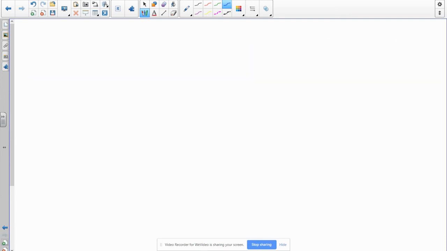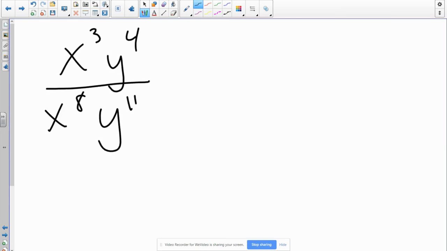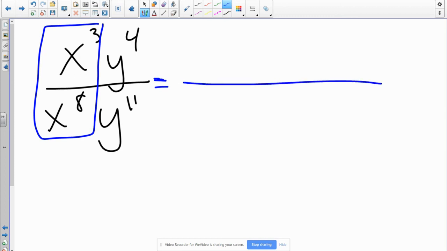Okay, a couple more examples just so you get used to this. Let's say it's x to the third, y to the fourth over x to the eighth, y to the 11th. Okay, so we're just going to deal with the x's for a second. You can look at it two ways, and I can do it both ways so you can decide which way is best for you. You do not have to do both ways, just one. So if I have 3 x's on the top and 8 x's on the bottom, I pair those 3 up, which means I have 5 left in the bottom. That should be an x.